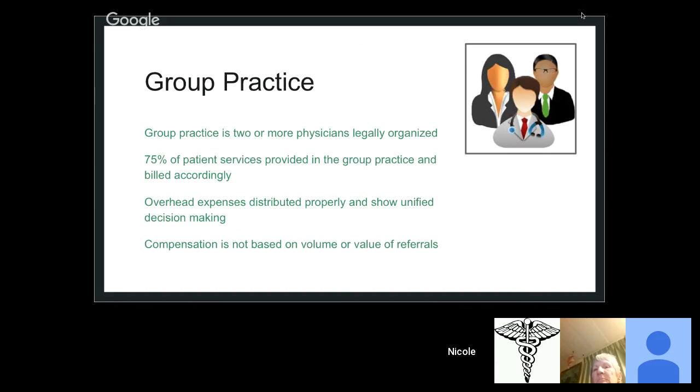How the finances are determined is key to the exemption, so that a physician cannot take advantage of a patient for any financial gain. The group must share the overhead expenses and make decisions about the group practice as a group. The way physicians are compensated is also important, so the number of referrals or value of the service from a referral has no bearing on how they are paid. Essentially, there must be a pooling of both expenses and revenues.